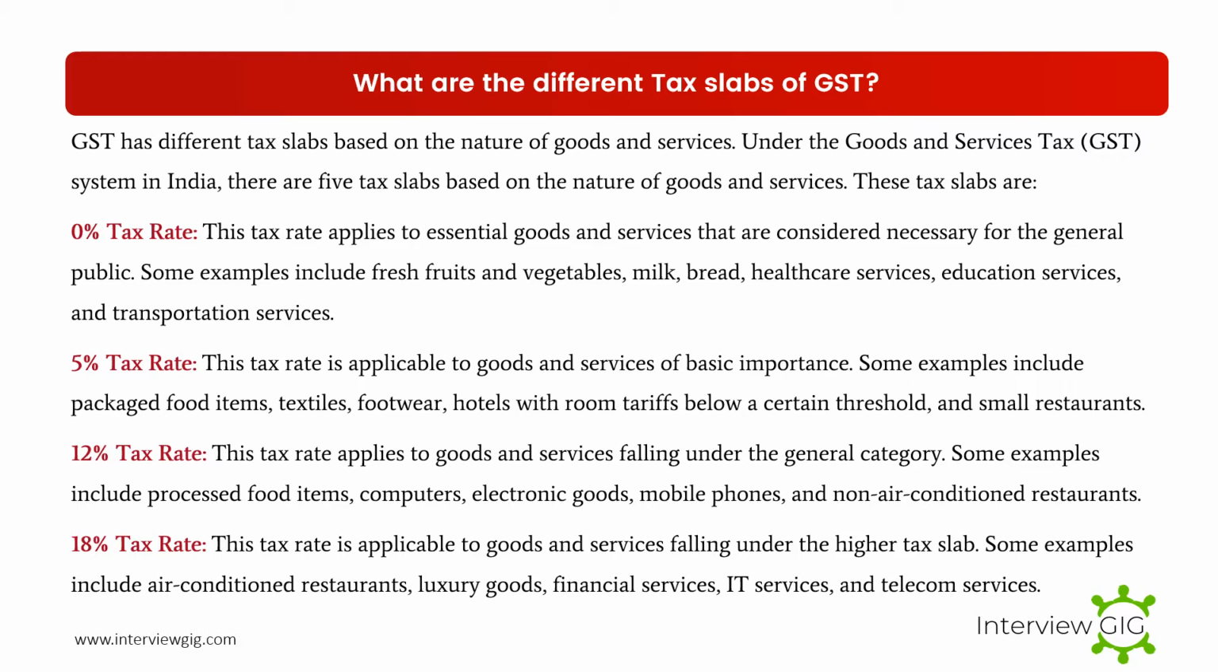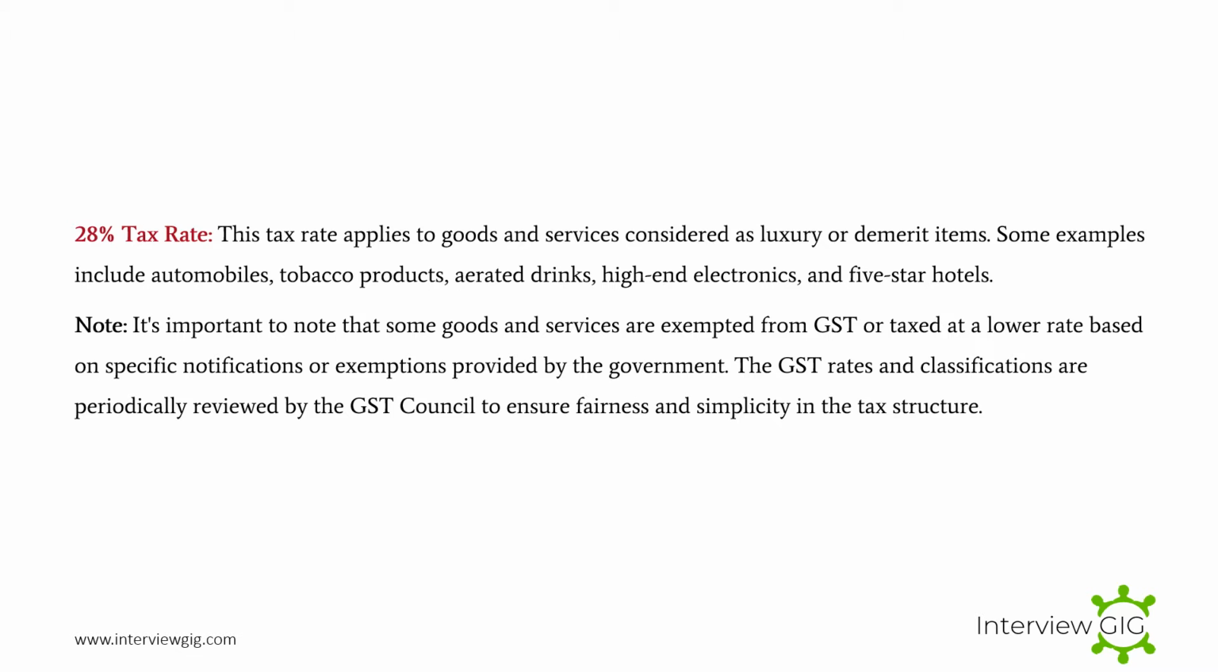12% tax rate. This tax rate applies to goods and services falling under the general category. Some examples include processed food items, computers, electronic goods, mobile phones, and non-air-conditioned restaurants. 18% tax rate. This tax rate is applicable to goods and services falling under the higher tax slab. Some examples include air-conditioned restaurants, luxury goods, financial services, IT services, and telecom services. 28% tax rate. This tax rate applies to goods and services considered as luxury or demerit items. Some examples include automobiles, tobacco products, aerated drinks, high-end electronics, and 5-star hotels.